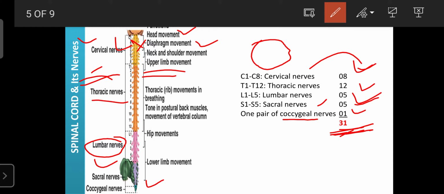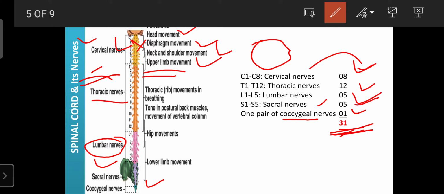The cervical nerves also play an important role in regulating neck and shoulder movements. Neck and shoulder movements are regulated by skeletal muscles, and those skeletal muscles are innervated by the cervical spinal nerves. So the spinal nerves from the cervical region are involved in regulating neck as well as shoulder movements. And whatever upper limb movements and hand movements there are, those are also regulated by the cervical nerves.